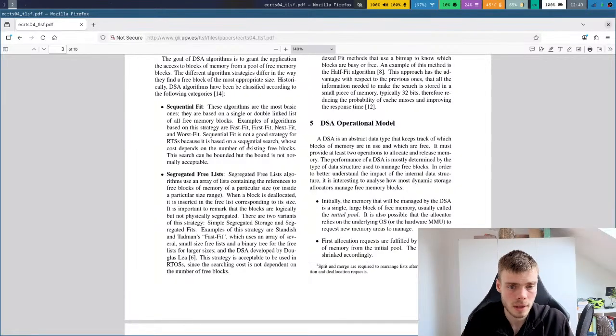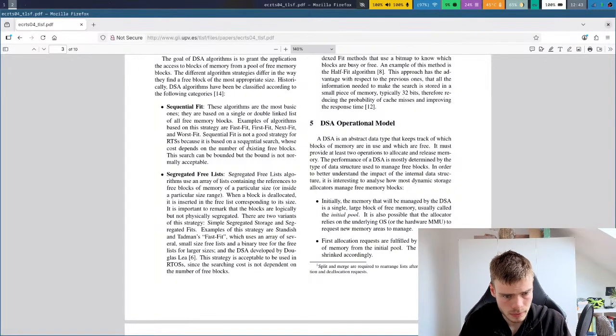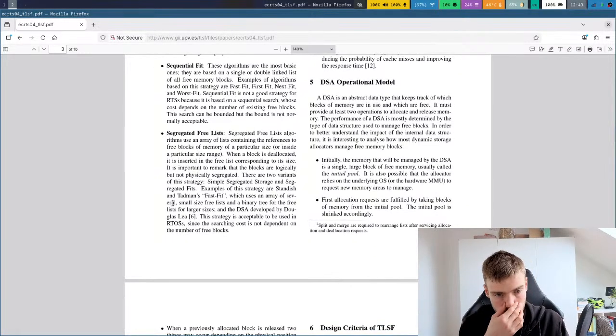Segregated free lists. Segregated free list algorithms use an array of lists containing references to free blocks of memory of a particular size or inside a particular size range. When a block is deallocated, it is inserted in the free list corresponding to its size. It is important to remark that the blocks are logically but not physically segregated. There are two variants of the strategy: simple segregated storage and segregated fits. Examples are Standish and Tadman's fast fit, which uses an array of several small size free lists and a binary tree for the free lists of larger sizes, and the DSA developed by Douglas Lea.